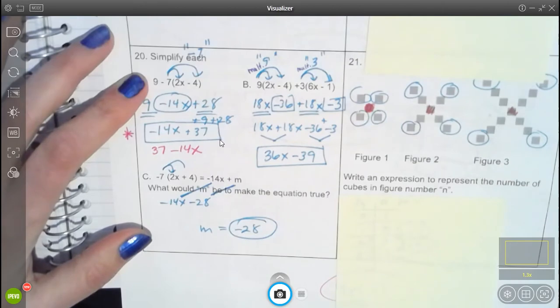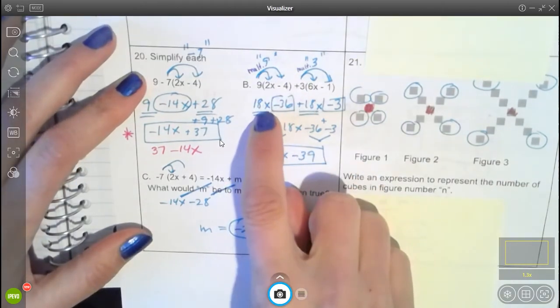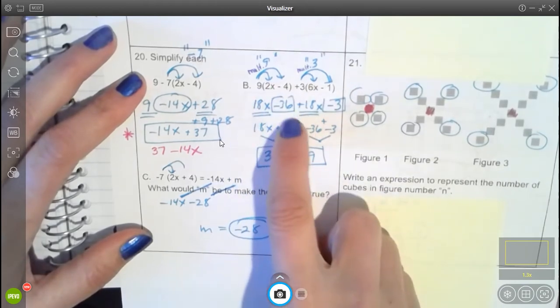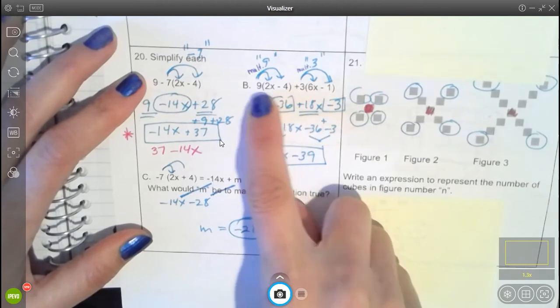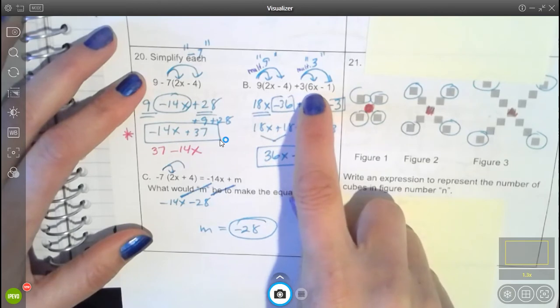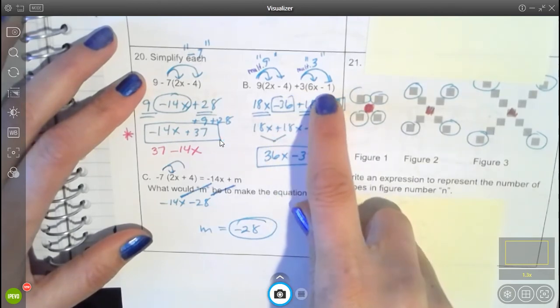Let's get rid of that. So this one's a really difficult one. We distribute the 9. 9 times 2 is 18. Add the x. Put the x on. 9 times 4 is 36. This is a negative. Mixed signs. 3 times 6 is 18. Put the x on. 3 times -1 is -3.